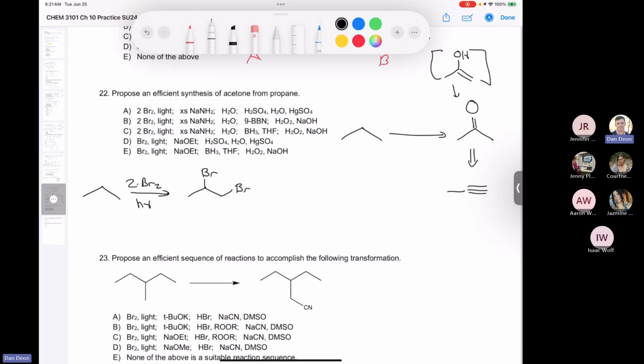So then once you make the dibromide, you can treat that with excess sodium amide followed by water, and that's going to give you the alkyne like that. And then to get to the final product, all you have to do is treat it with sulfuric acid, water, and mercury 2 sulfate.